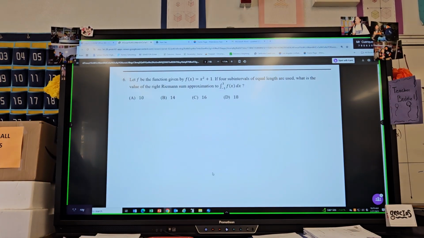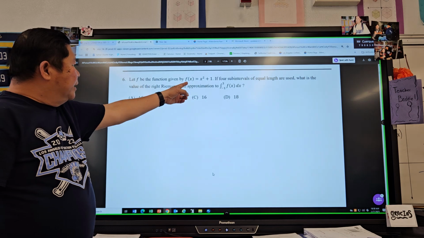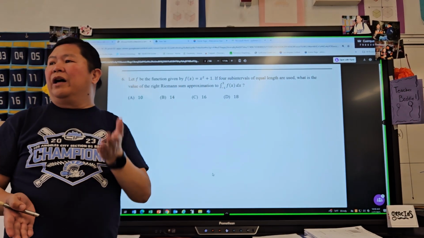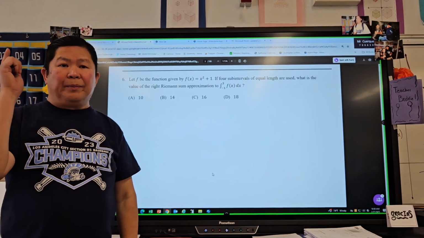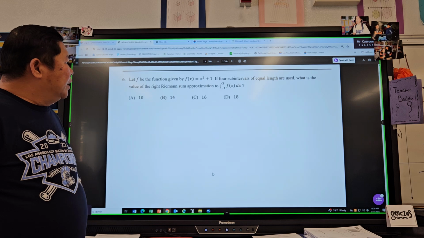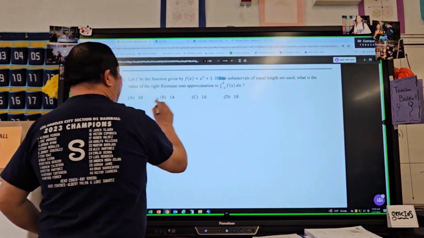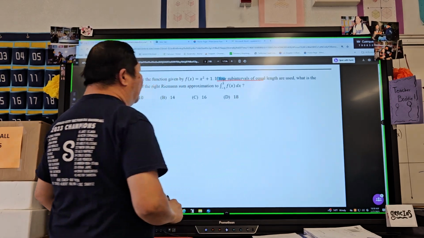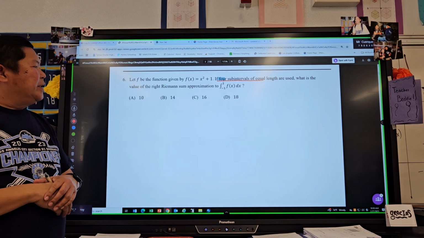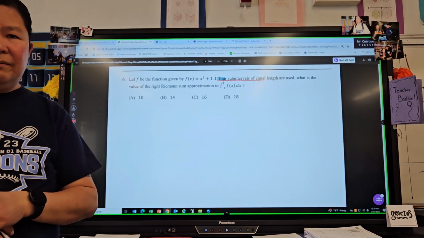Okay, number 6. Let f be the function given by f of x is equal to x squared plus 1. So this is a parabola shifted how many units up? 1 up, right? Okay. If 4 subintervals of equal length are used, what is the value of the right Riemann sum? Okay, right Riemann sum.